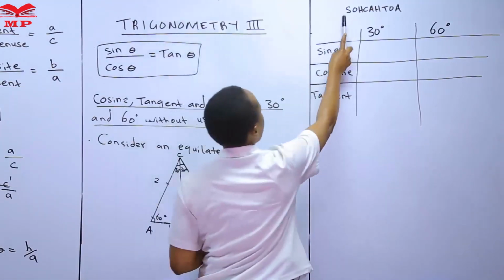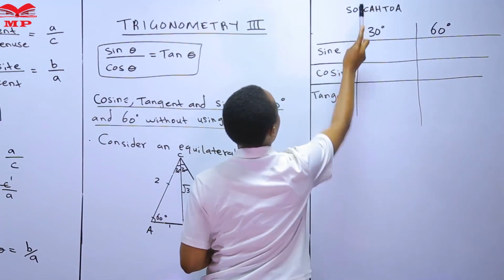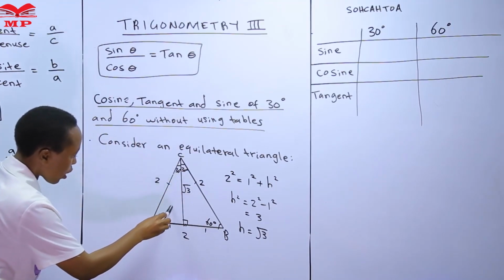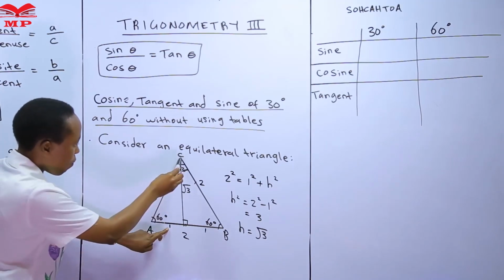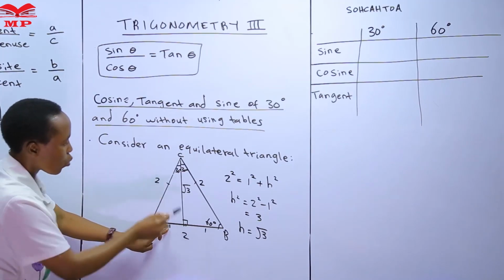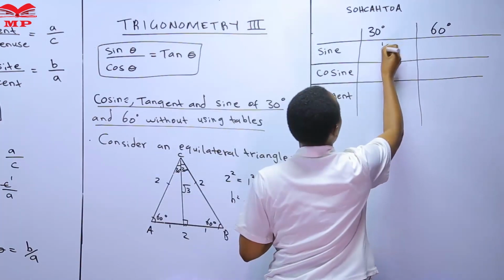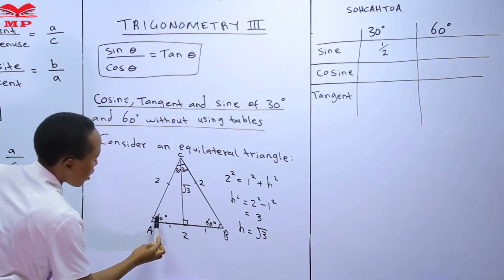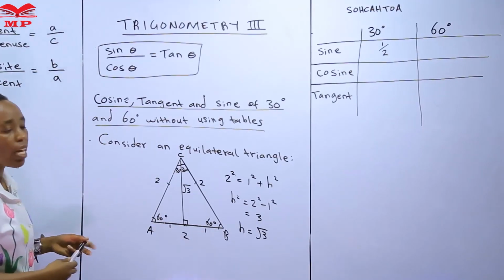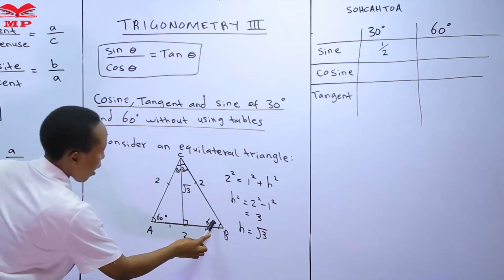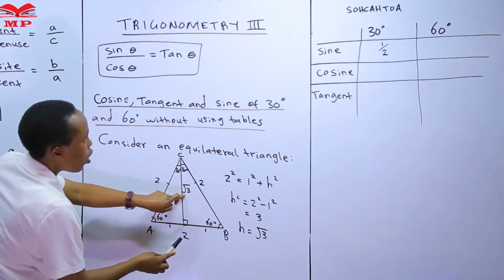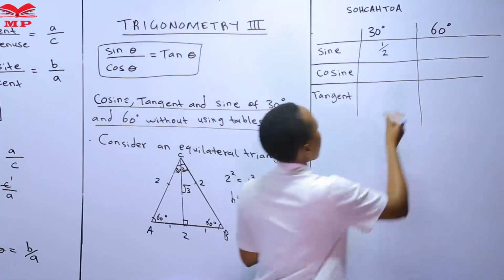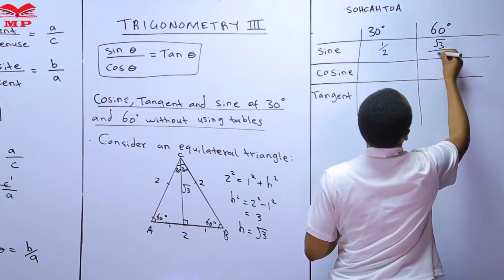We can see from here sine is given by opposite all over the hypotenuse. So sine 30, our 30 here, is equal to the opposite, which is 1, divided by the hypotenuse, which is 2. And therefore, we have 1 over 2. Then we move on to sine 60. We have 60 here. With this one, you can use anything. It will give you the same thing. So sine 60 again, we have opposite, which is root 3, all over the hypotenuse, which is 2. So we have root 3 over 2.